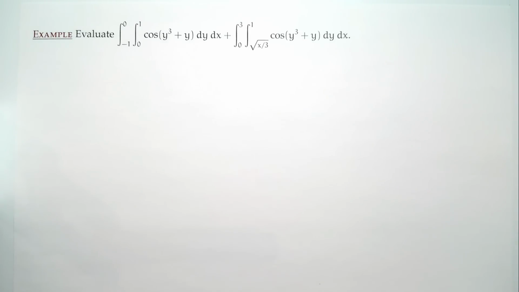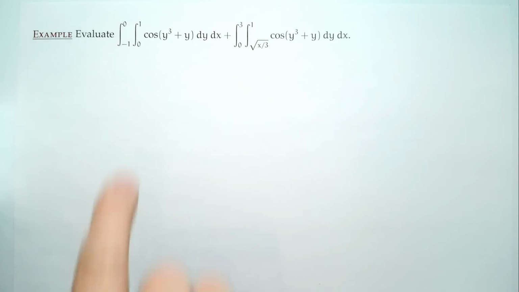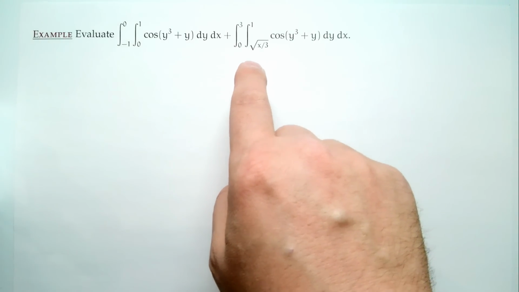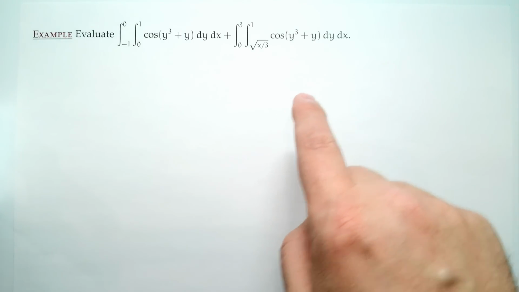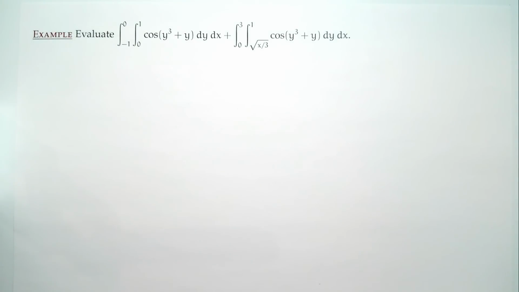So here's this question. Evaluate the integral from -1 to 0, integral from 0 to 1, cosine of y cubed plus y, plus the integral from 0 to 3, integral square root of x over 3 to 1, cosine of y cubed plus y, and these are both integrals dy dx. Now, our first reaction is to say, how do we do this?